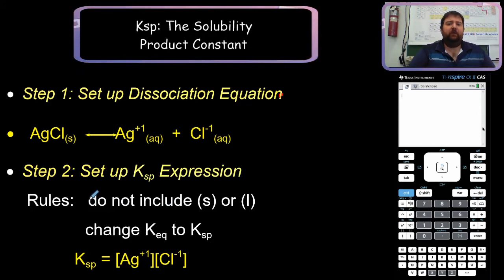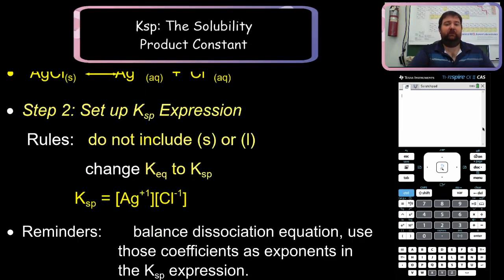You only have a few rules. Do not include solids or liquids. And that's the same as the rules for the Keq expression. So nothing much has changed. And instead of writing Keq, yes, we are dealing with equilibrium, but this time we're dealing with the equilibrium of things that have low solubility, so we say Ksp. Don't write Keq for things that have low solubility.